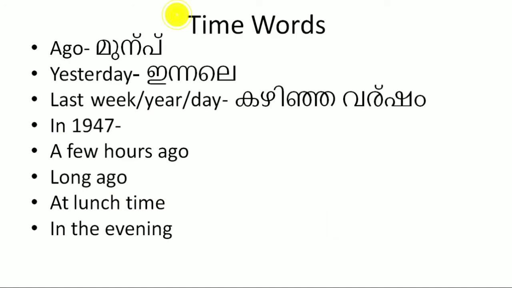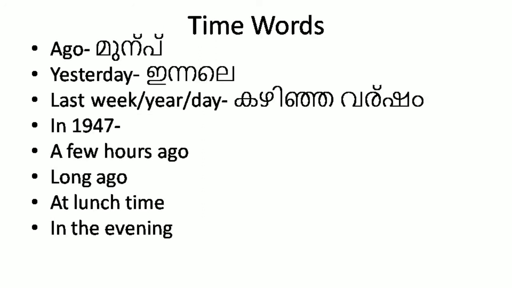If we want to make negative sentences and questions in simple past tense, we have to split the auxiliary from the V2. That means did plus V1 becomes V2 in these sentences. We can understand some time words or time indications related to simple past tense.